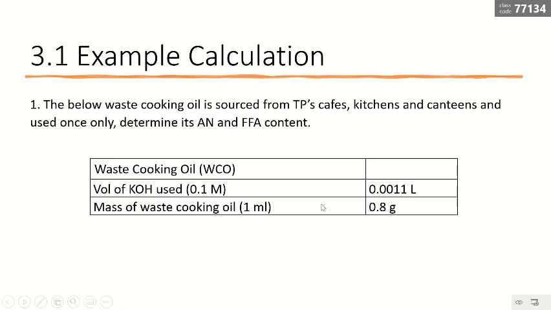We use 0.1 mole of potassium hydroxide for titration. Then we know the result is 0.0011 liter used to titrate until it reached the neutralized point. Now we see how we are going to calculate its acid number and free fatty acid content. Is it the percentage or the absolute mass? Okay, how are we going to do it?